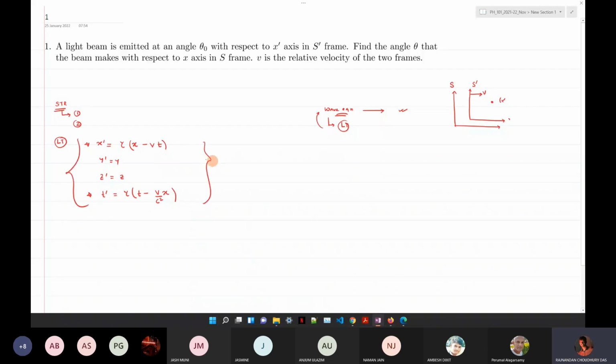The same transformation, if you write it for the new coordinates like x, y, z, and t, also looks similar. So x will be equal to gamma times (x prime plus vt prime), y equals y prime, z equals z prime, and t equals gamma times (t prime plus v x prime by c square). So you have to remember this Lorentz transformation.